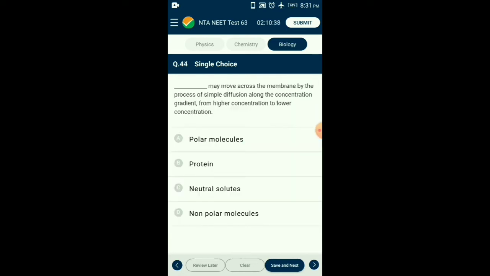Question number 44. Dash may move across the membrane by the process of simple diffusion along the concentration gradient, from higher concentration to lower concentration. Cell membrane is selectively permeable to some molecules on either side. Hydrophobic lipids do not allow movement of water and charged ions across the membrane. Many molecules can move across the membrane by simple diffusion along the concentration gradient. So the answer is option C, neutral solutes.